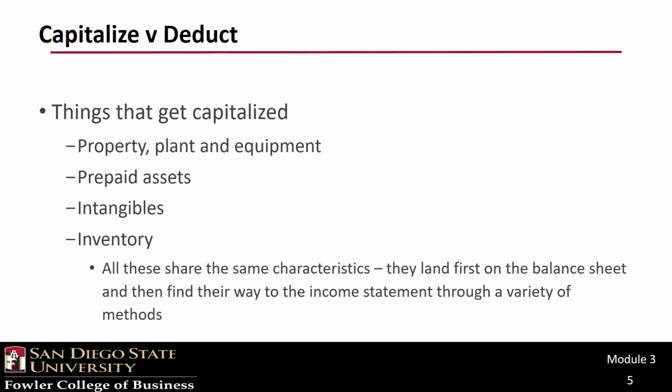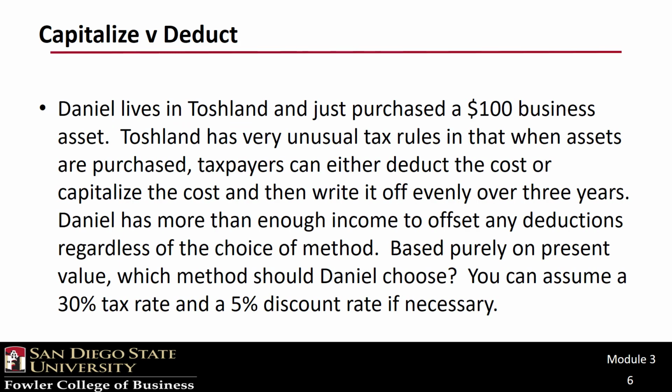The types of things we generally think about capitalizing are property, plant, and equipment, prepaid assets, inventory, and intangibles. These all generally start on the balance sheet, that is, we capitalize them, and then find their way to the income statement through a variety of means. With this in mind, let's read about Daniel in Toshland.